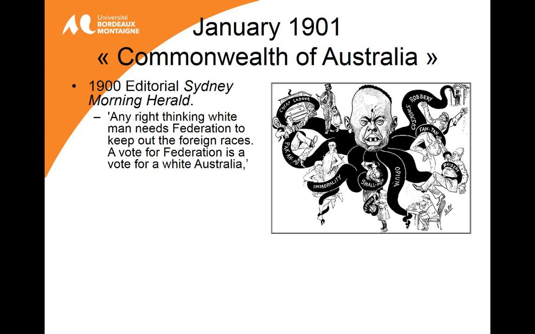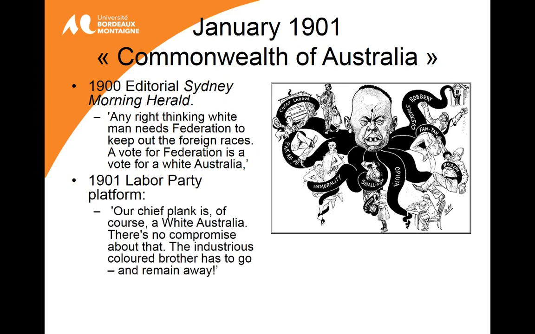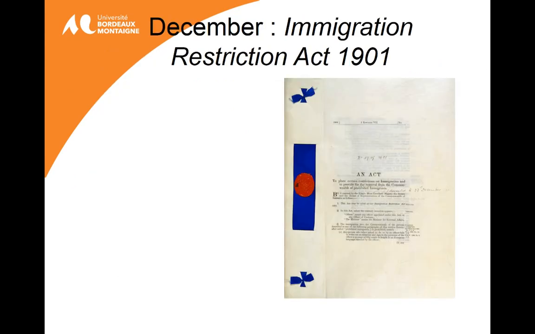Okay, so all this period up to the 1970s is often referred to as white Australia in terms of immigration, white Australia policy. The Labour Party, so the left-wing party, in 1901 was stating, our chief plank is, of course, a white Australia. There's no compromise about that. The industrious coloured brother has to go and remain away. But how were they going to keep the Asians away?